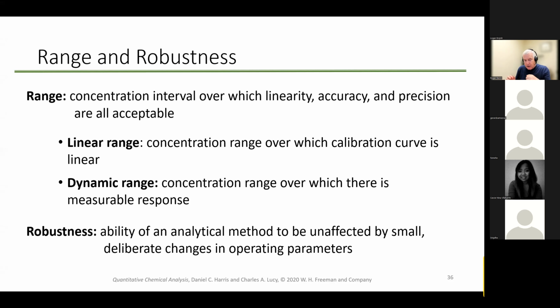Then a robust calibration will be one that's not sensitive to small deliberate changes in operating parameters. An example might be a pH measurement. If your pH meter is sensitive to the stirring you're applying to the sample, you would say this meter is not robust. Or the temperature or ionic strength, which is a very common problem for pH measurements. These are just ways to talk about a method, what its range is, how robust it is, things like that.